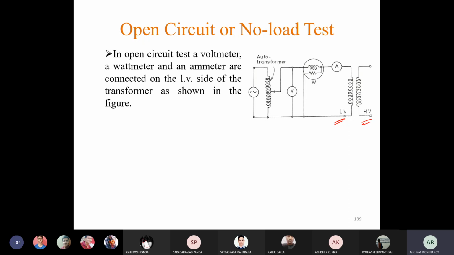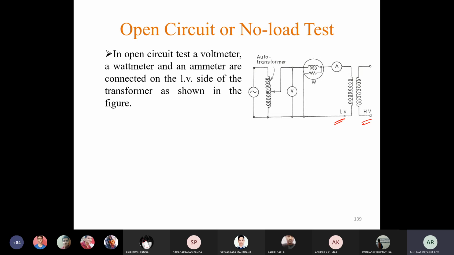Here you can see it is said that the open circuit test is performed on the low voltage side, not on the high voltage side. There are some reasons behind that, but I am not saying that right now. I am saying, what is the meaning of this?